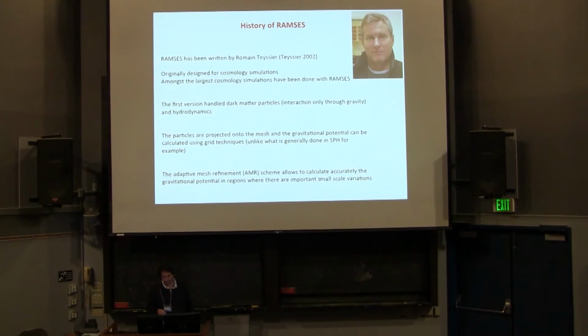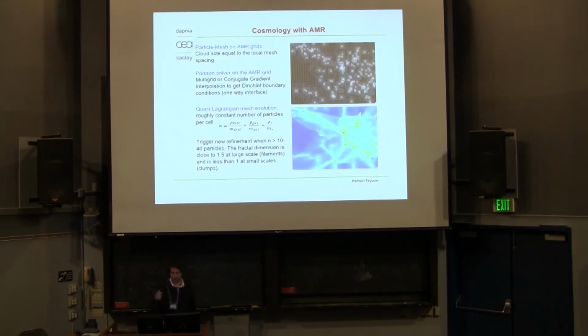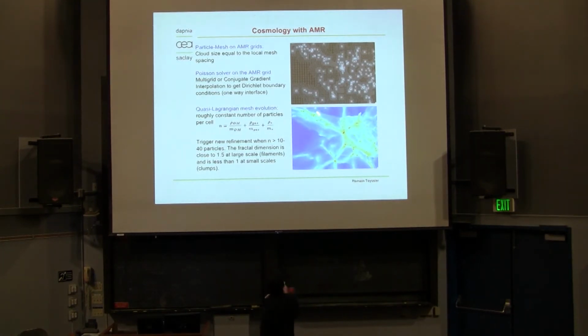Okay, so this is an example of a simulation which has been performed with RAMSES. This is a cosmological flow where you see the formation of all the filaments and maybe dark halo and galaxy formation. And here you see the mesh, which you see is extremely refined where you have this accumulation of gas and dark matter, and in the void, the grid is very coarse, because you don't need to be accurate here.